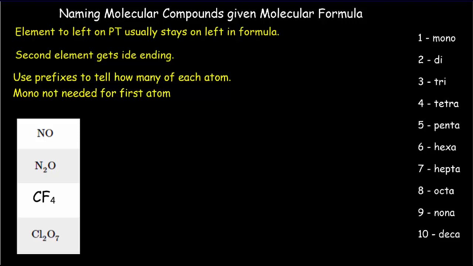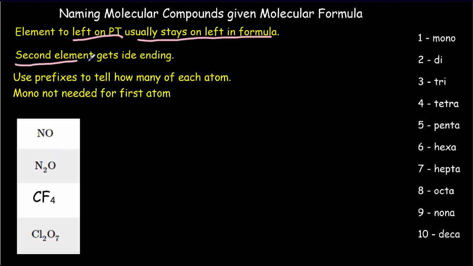So let's see how we would name molecular compounds given a molecular formula. We've got a few rules. The first is that the element to the left on the periodic table usually stays on the left in the formula. So for instance, here we've got nitrogen and oxygen. We write the nitrogen first because nitrogen is to the left of oxygen on the periodic table. Now this rule doesn't always hold, but it's usually like that.